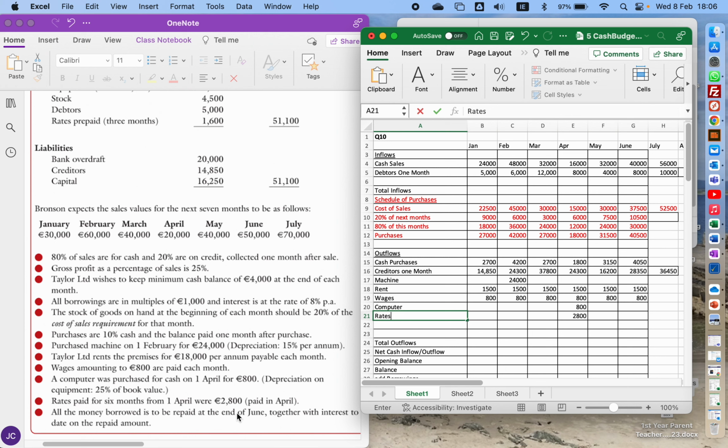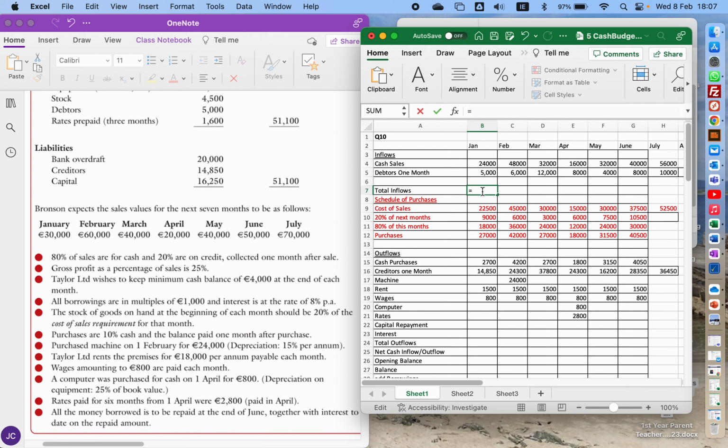All money borrowed together with interest. So I'm going to have capital payment, I'm going to have interest. Okay. So obviously at this stage it's easy enough for the computer that I can do my maths.